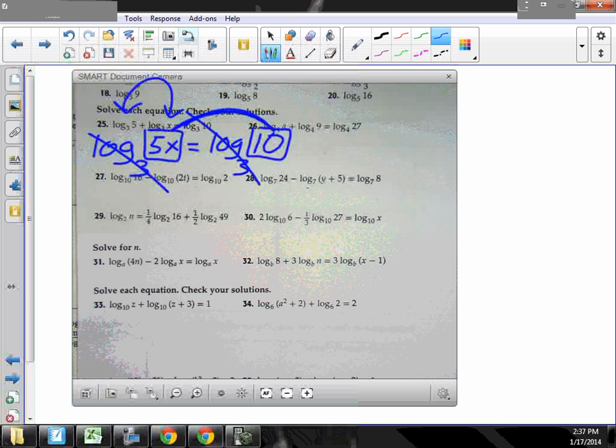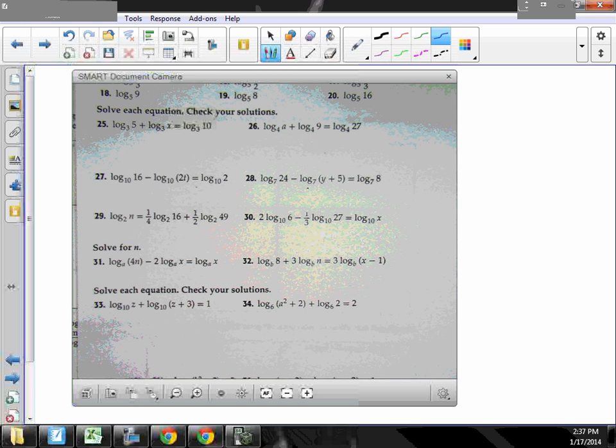And then you solve for x. But if it was like log base 3 of 5x equals log base 3 of 10 plus 1, now I can't drop the logs. Okay? And it says check your solutions. I wonder why it says that. So if I plug in 2, is log base 3 of 5 plus log base 3 of 2 equal to log base 3 of 10? And the answer is yes. Why did they make me check?